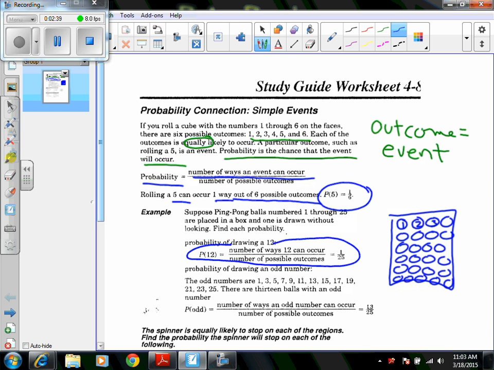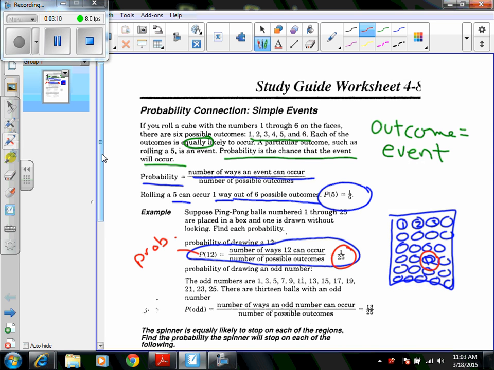Okay? If I reach my hand into the box, my probability of picking a 12, because there's only one 12, is 1 out of 25. And the P over here stands for probability. Okay, the probability of getting a 12 is 1 out of 25. Okay, I have 25 different balls and there's one 12 in there.